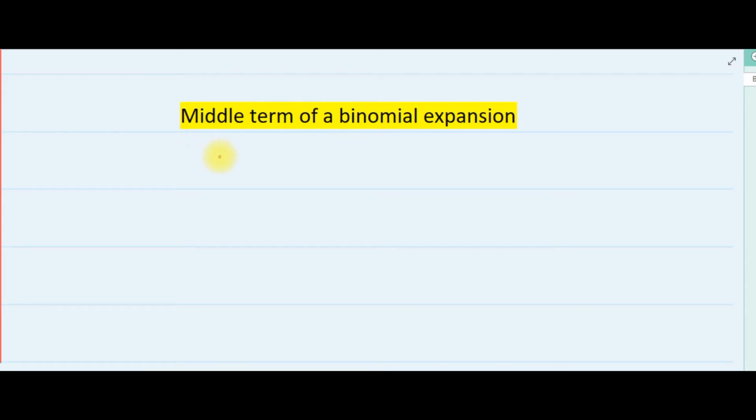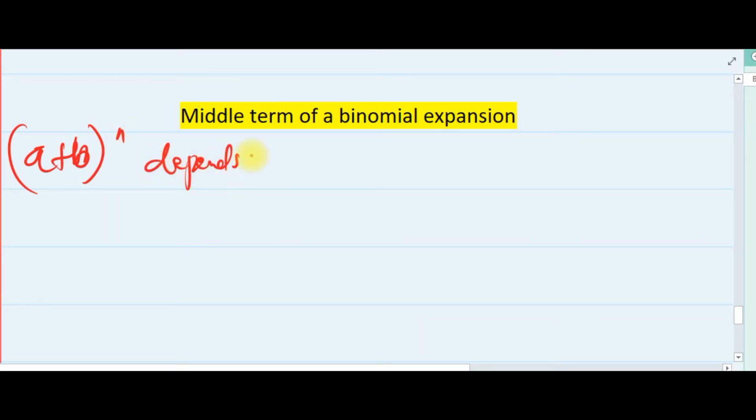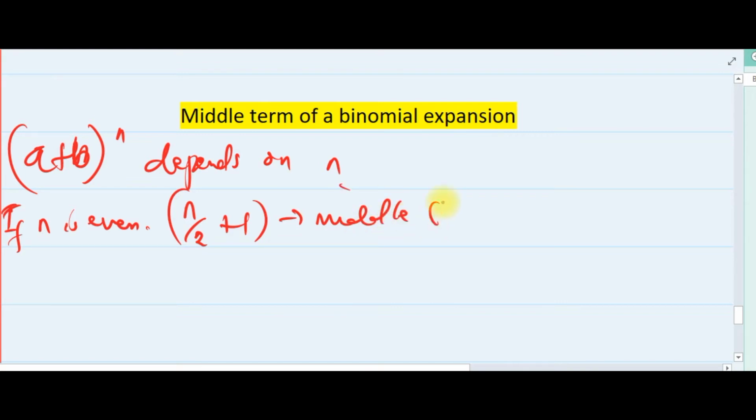So the next thing is the middle term of a binomial expansion. The middle term of any binomial expansion raised to power n depends on n. If n is even, it will have only one middle term, and the middle term is always n over 2 plus 1. I'll use an example to explain this.